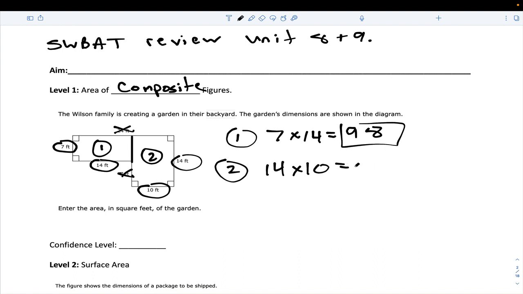14 times 10 is 140. What do I do with those two numbers, Summer? Yeah, combine them up. That's the total area of the two. And what's my answer going to be, Sean? 238. Cool. Is it squared or cubed? This is an area, so it's going to be squared.